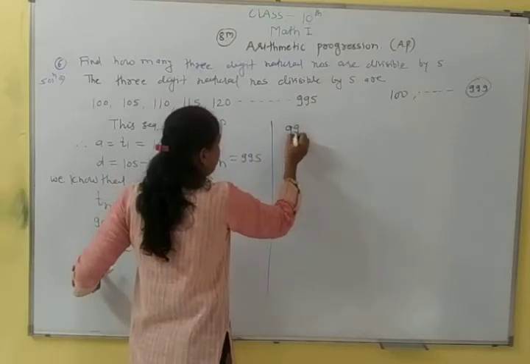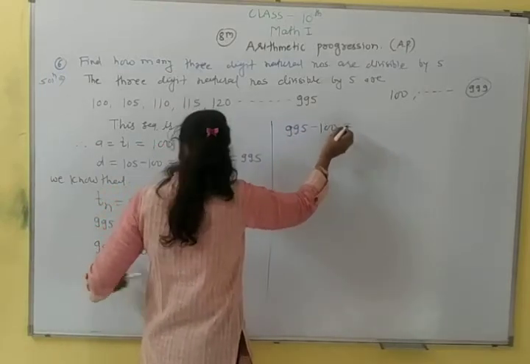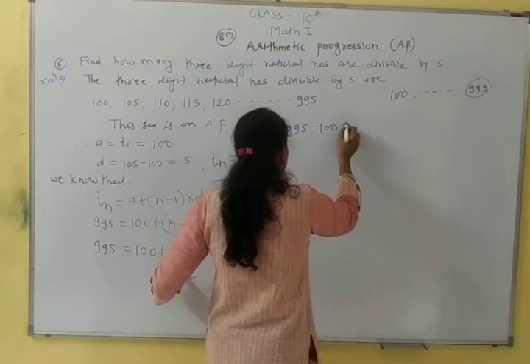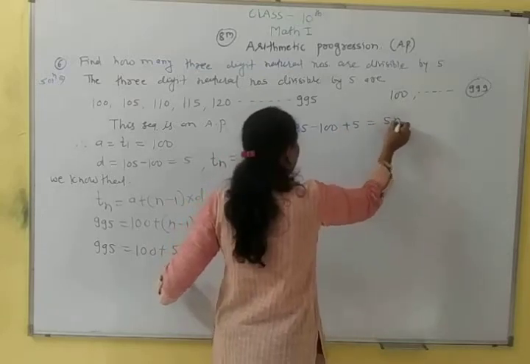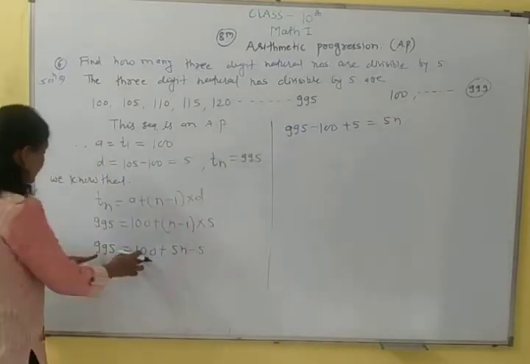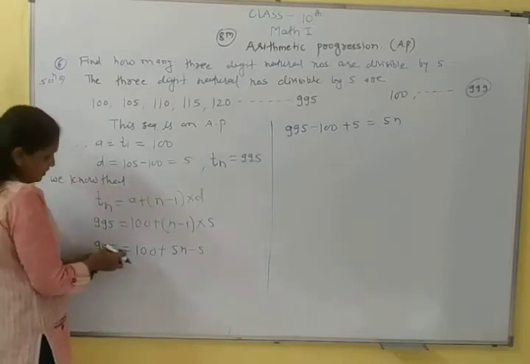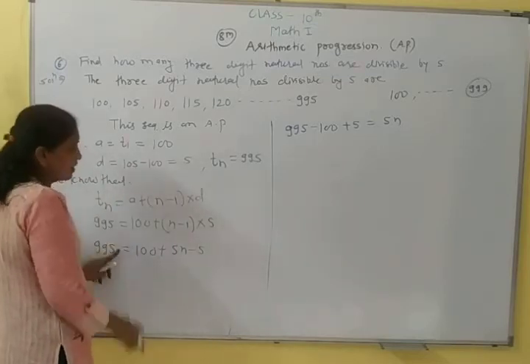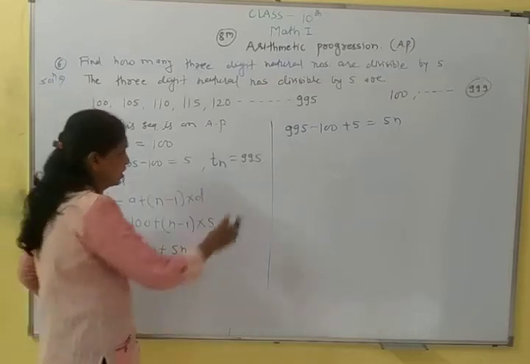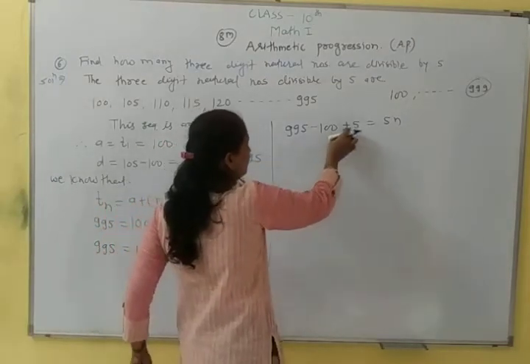995 minus 100 plus 5 equal to 5n. Here 995 minus 100. The sign plus on this side becomes minus, and minus becomes plus. 995 minus 100 plus 5 equal to 5n.